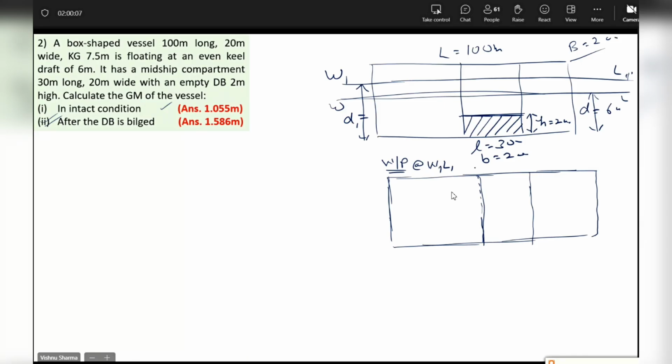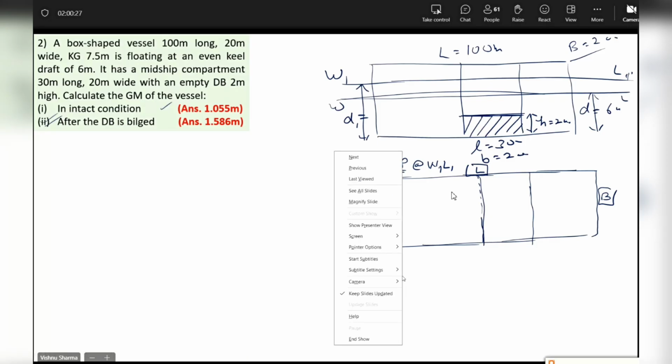Agreed, guys? The length of the water plane will be L. Full thing will be intact at W1, L1. Yes or no? Does everybody agree? Yes, sir. I just take 5 or 10 seconds for people to grasp and revert if they have a doubt. All good, guys? Yes, sir.